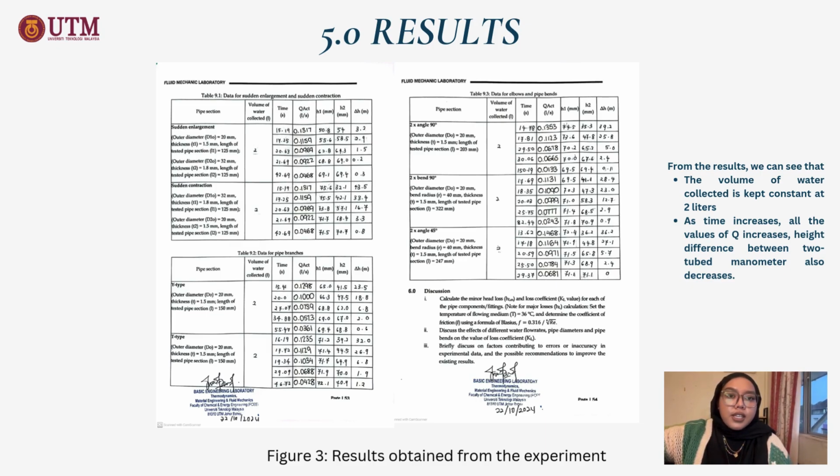The last table is table 9.3, which is the data for elbow and pipe bends, still keeping the volume of the water collected constant at 2, and then measuring the time, calculating the QX, which is the volume of water collected over the time, and then recording the H1 and H2, and then we're going to find the delta H. So these are our results.